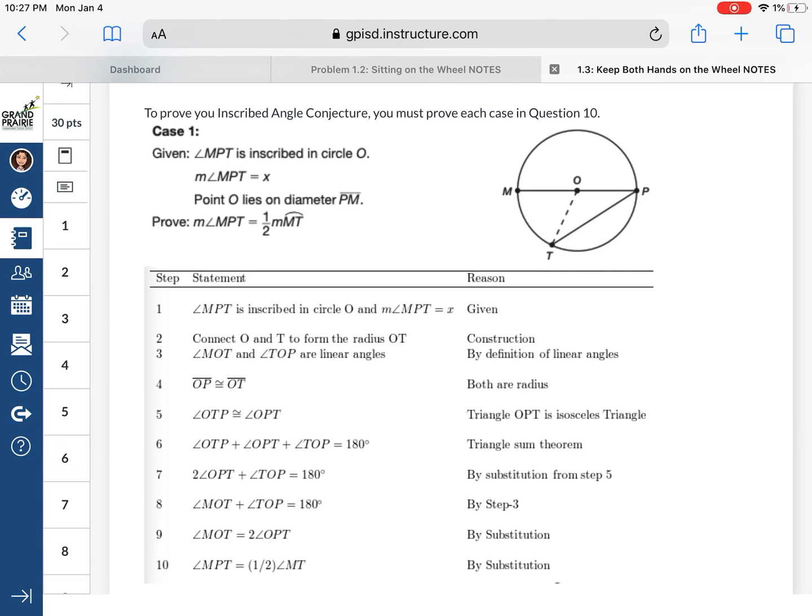So in case one, we had the inscribed angle going through the center of the circle. And this is the given. The given is that angle MPT is inscribed in circle O, which is what I just mentioned. The measure of the angle is, let's say, X, and point O lies on the diameter, line segment PM. They want us to prove that the angle is equal to half of the measure of arc MT. So remember, we always start a proof with the given, and that's what we see here.